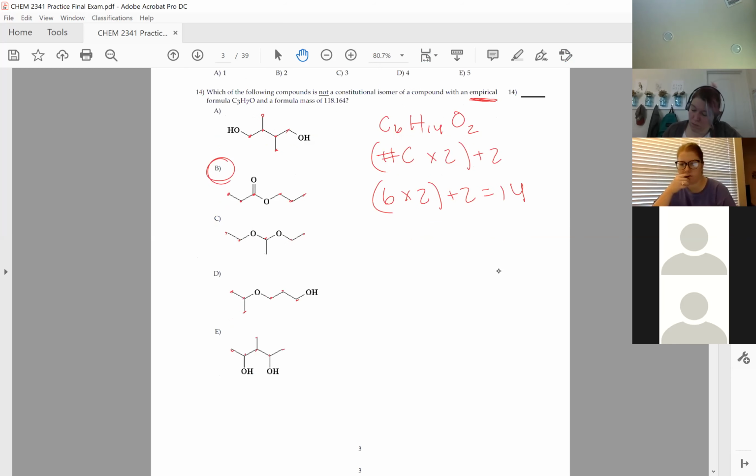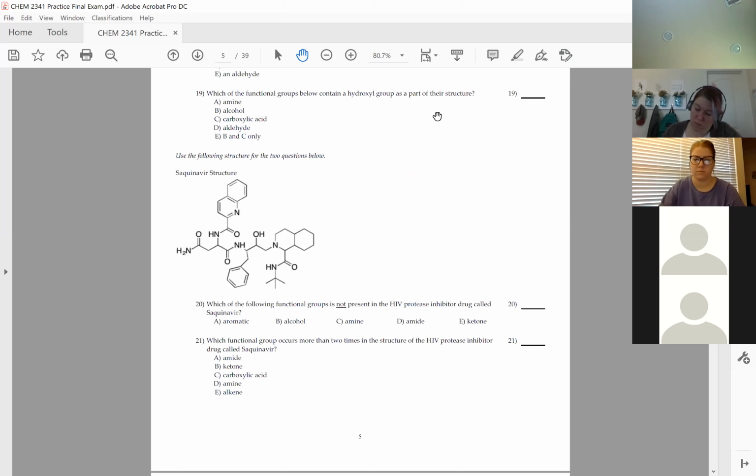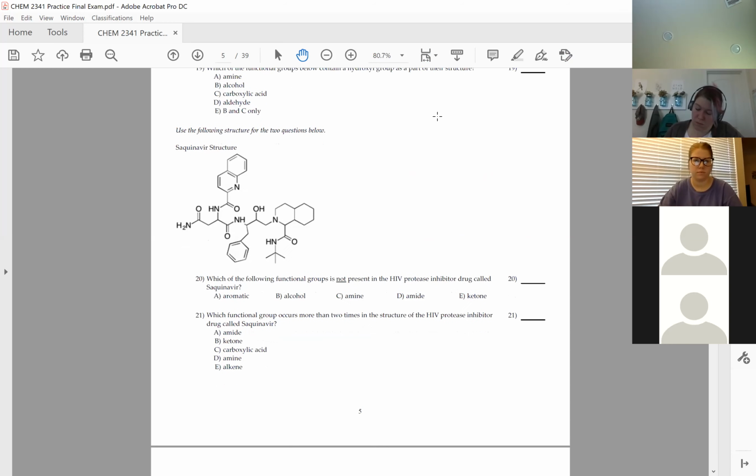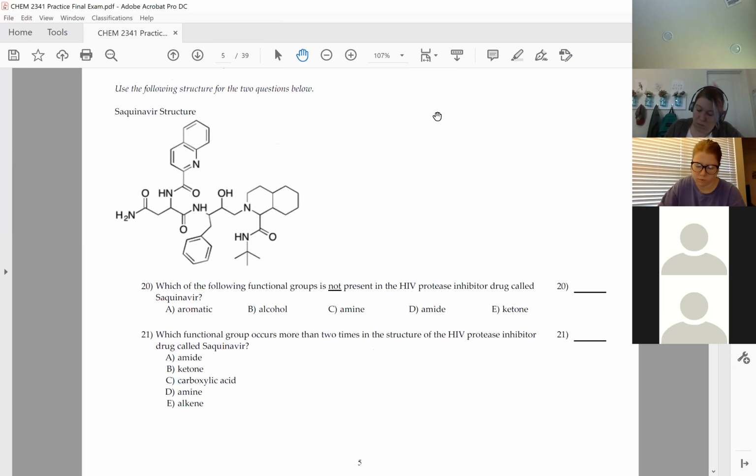Okay. The next one that I circled is 20 and 21. So you're given a structure, and this is a really common type of question. I'm definitely going to put one like this on your final exam. Which of the following functional groups is not present in the HIV protease inhibitor drug called saquinavir, which is the compound up above?